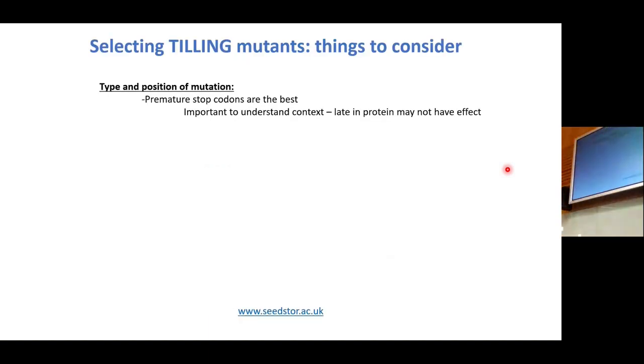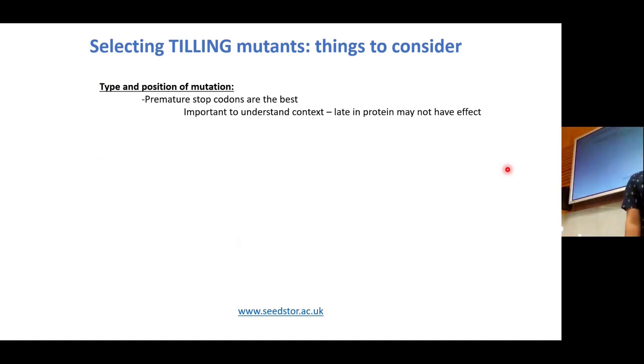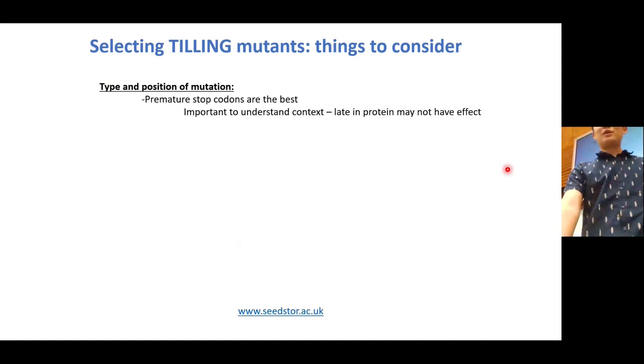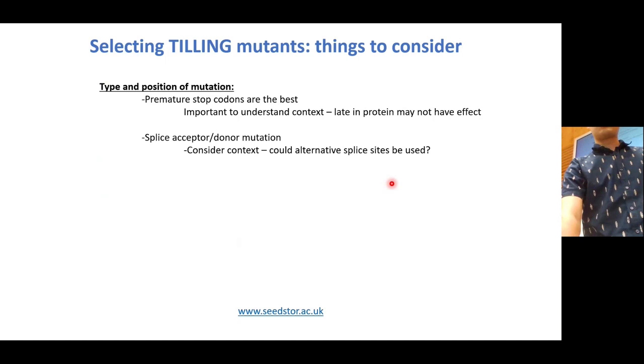So some of the stuff that we consider when we're deciding which TILLING mutant we want to order, of course, an early premature stop codon is great, but you don't want anything that has a stop codon at the very end of the gene because it might not do much. Then you can also look at splice site mutation because some of these mutations can also introduce an early stop codon as well.